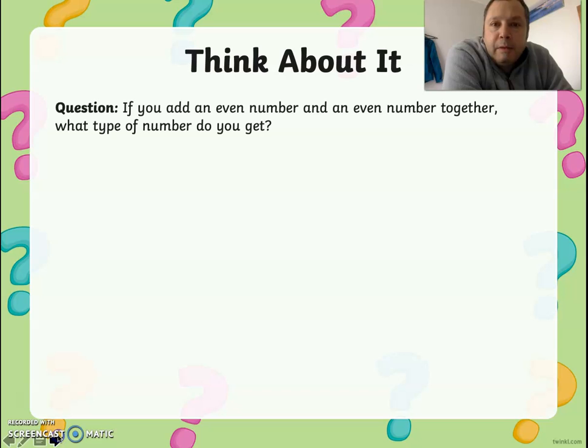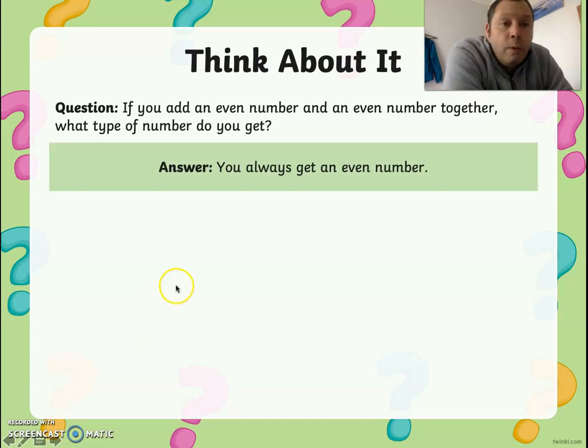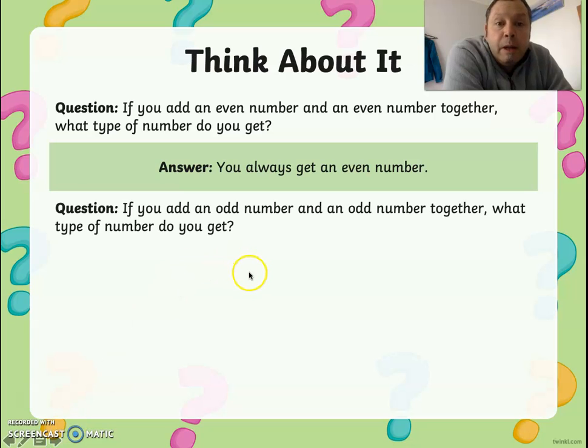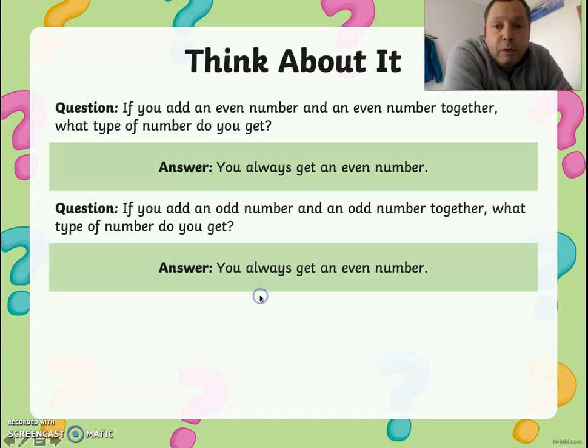Let's have a look. If you add an even number and an even number together, what type of number do you get? So if you've got an even number and another even number, what would you have? For example, 2 plus 2. You'll always get an even number. If you have an odd number and another odd number together, you'll always get an even number.